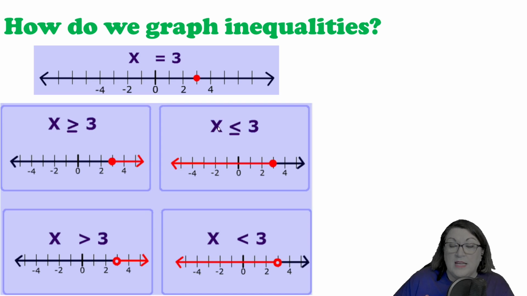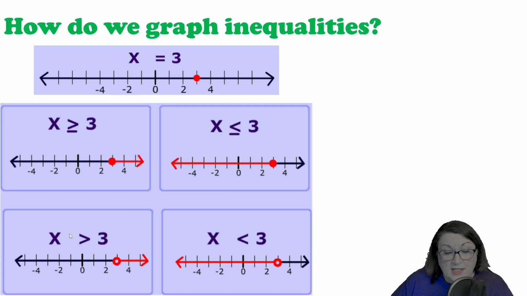Now this one is x less than or equal to 3. So I'm including the 3 again because it's less than or equal to 3. So I'm closing that circle in, but this time my arrow is pointing the opposite direction because it includes the numbers that are less than 3, including 3.